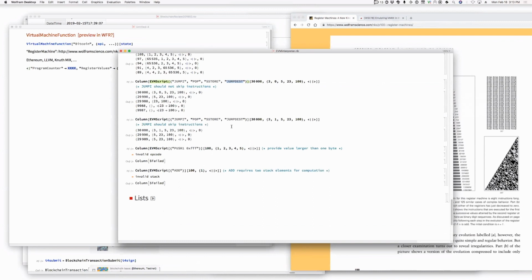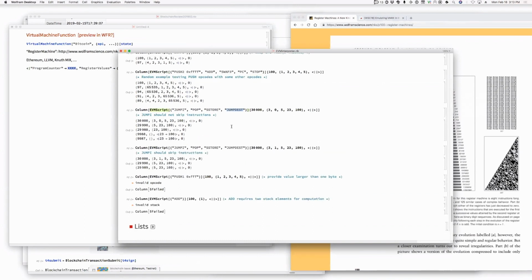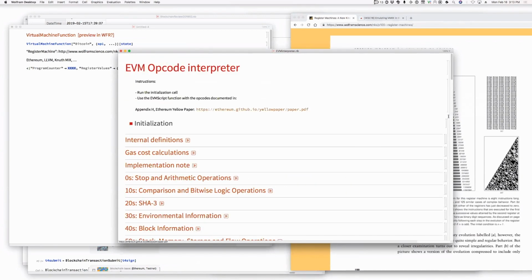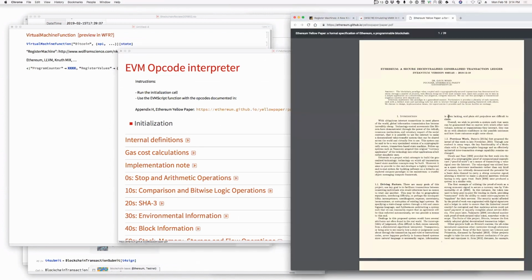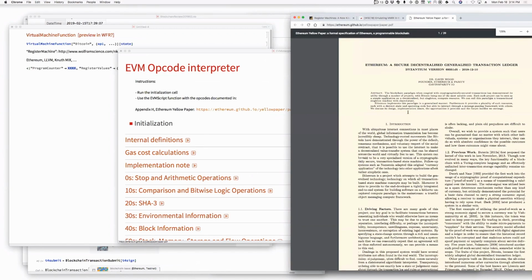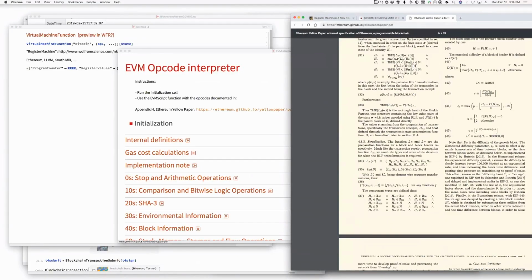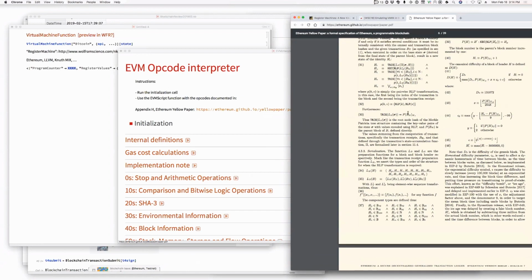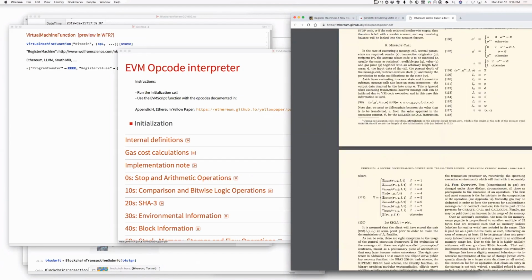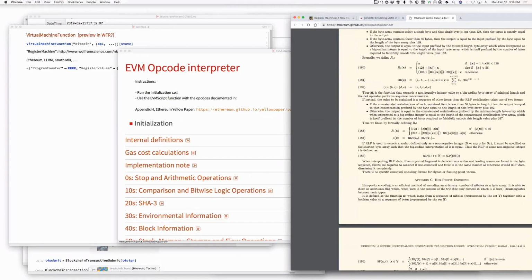There's a link at the top of the notebook, I believe, to the yellow paper. Okay, but so to represent, okay, you've just got to be able to represent the state of the machine, and I believe the state of the machine is the memory plus the program counter. Does that make sense? Yeah, I think so. I think there's an appendix with the opcodes.